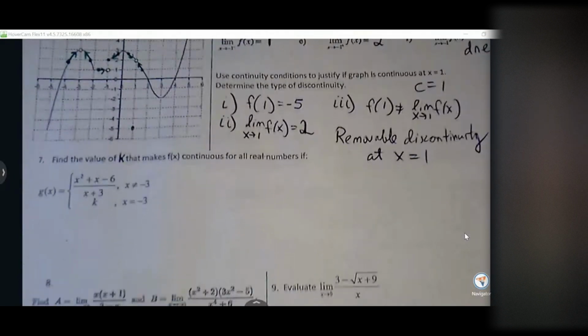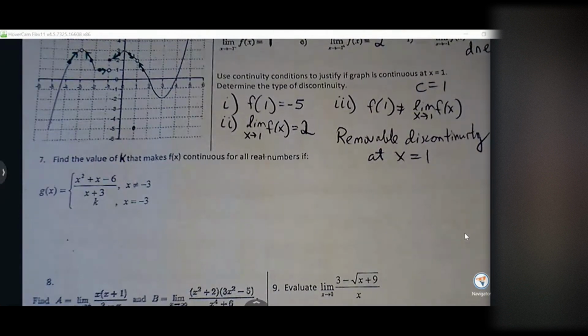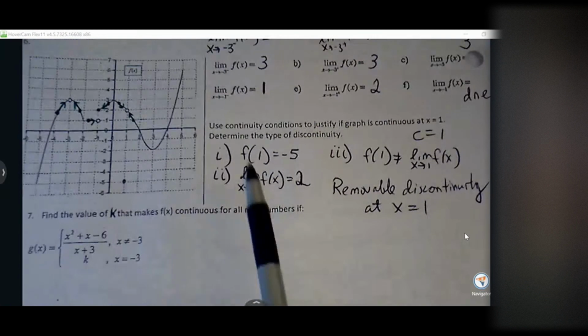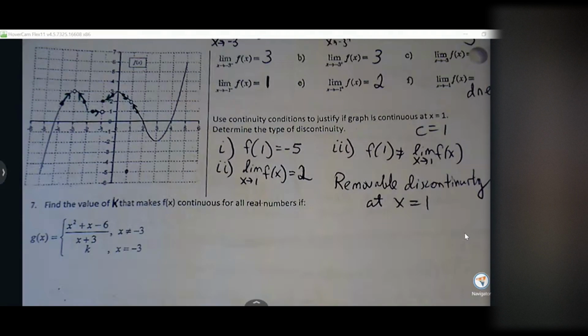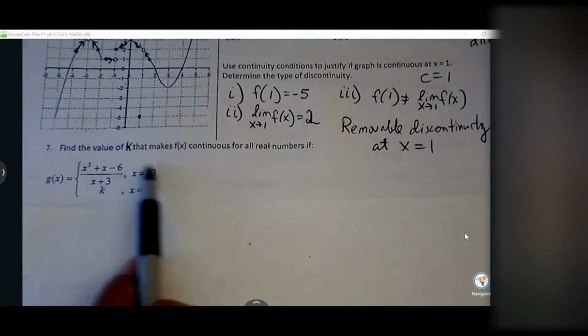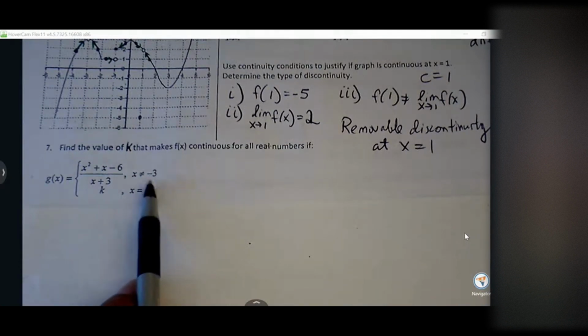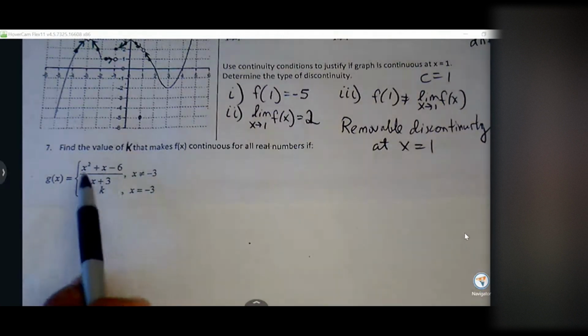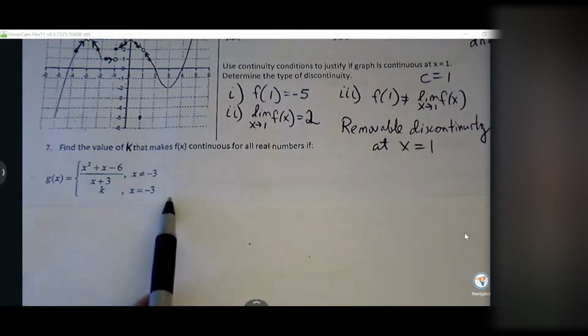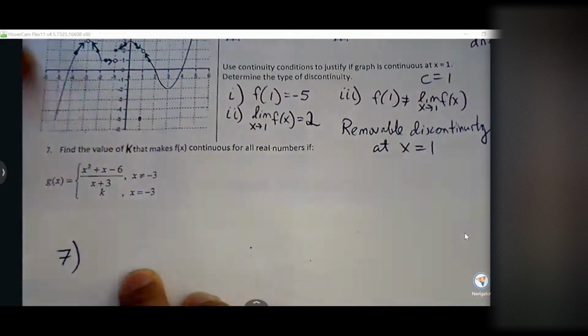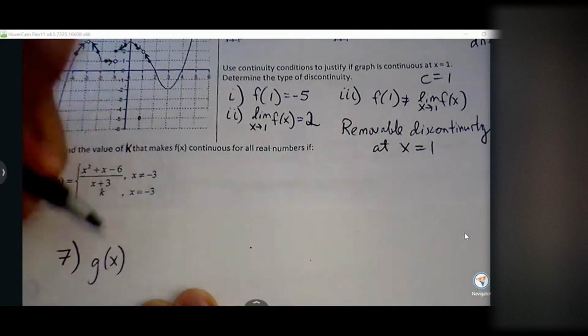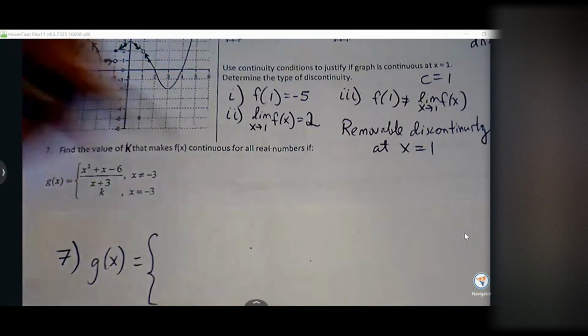Okay, number 7. Find the value of k that makes the function continuous. So I'm just going to step through continuity conditions. Find the point, find the limits. But for number 7, this feels a little more confusing written this way. What x doesn't equal -3 means is that this function exists to the left of -3 and to the right of -3. So we can write it as a piecewise function with a less than and greater than, and that maybe can make things more straightforward to look at.